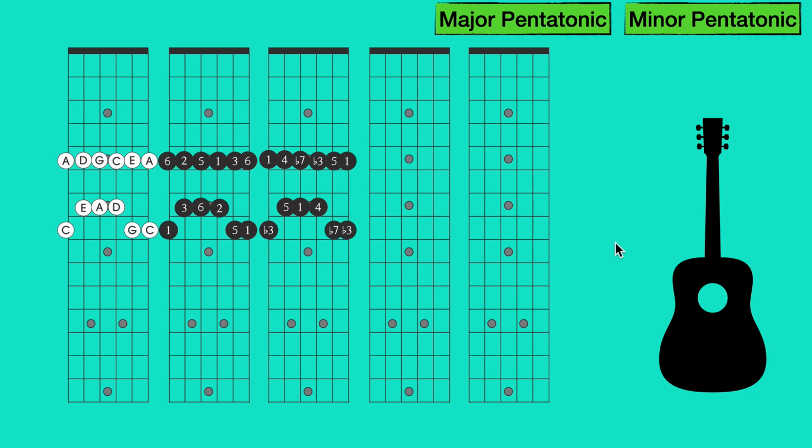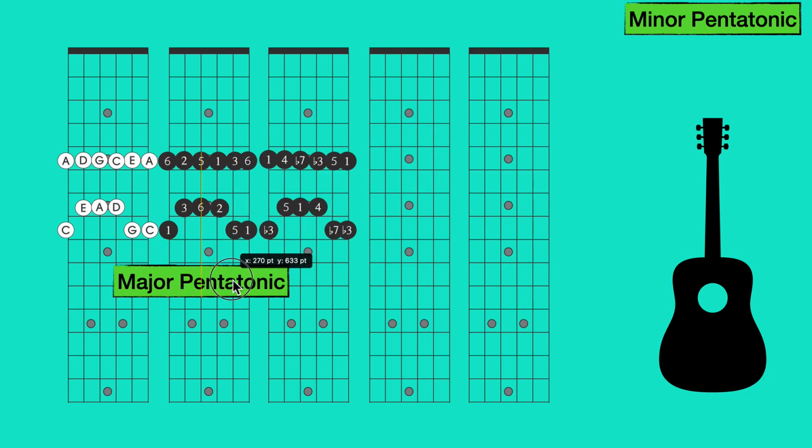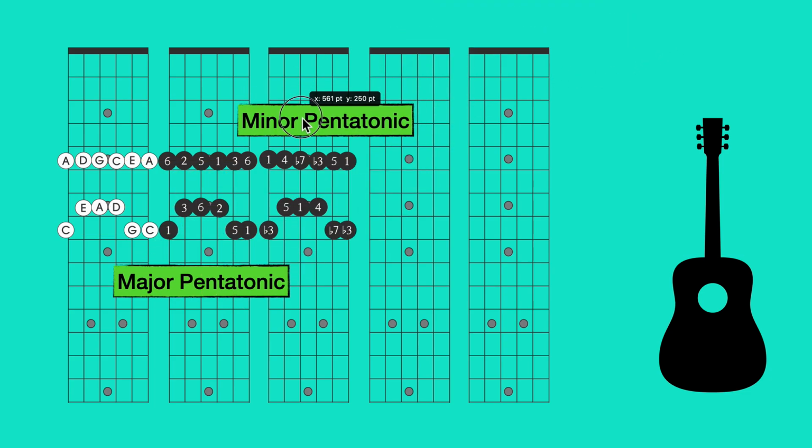Here is a presentation on the major and the minor pentatonic scales. The major pentatonic and the minor pentatonic here are presented with the same exact shape. A minor pentatonic is 1, flat 3, 4, 5, flat 7, 1 in scale degrees, and C major pentatonic is 1, 2, 3, 5, 6.